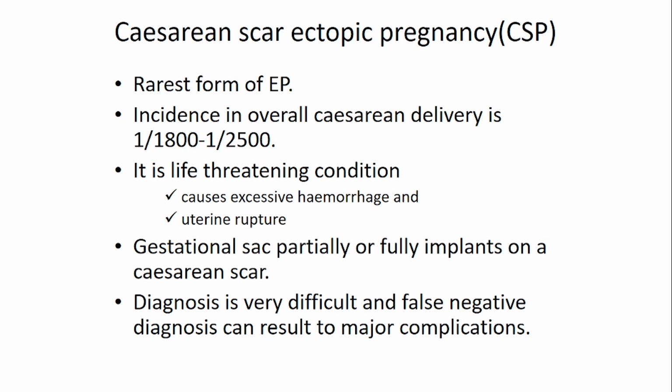Well, the last of the non-tubal ectopics is cesarean section scar ectopic, which was only recently described, in 1997. It's the rarest form of ectopic pregnancy, and the incidence is about 1 in 1,800 to 1 in 2,500 cesarean deliveries. It's a life-threatening condition, and can cause exaggerated hemorrhage and uterine rupture. Usually, the gestational sac partially or fully implants on a cesarean section scar. Diagnosis is very difficult, and a false negative diagnosis can result in major catastrophe or complication.